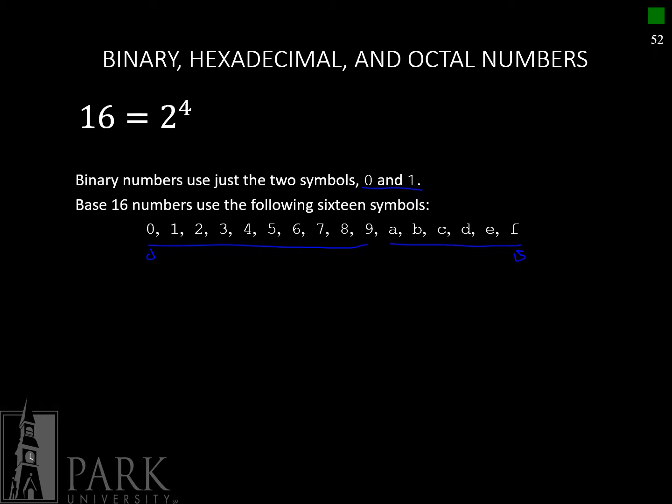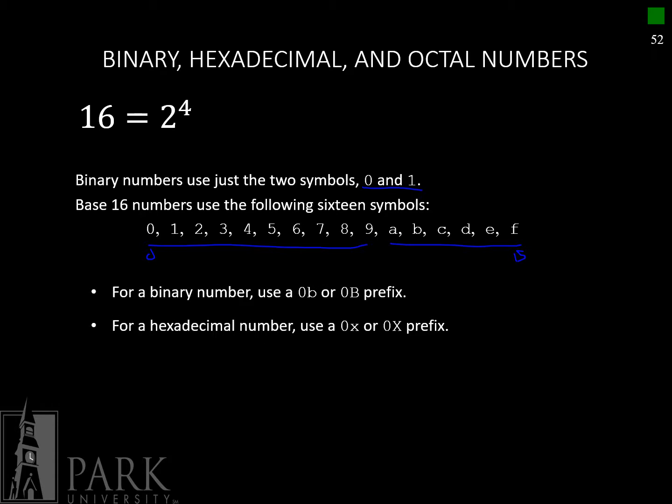Sometimes you'll encounter base 8 numbers, which are called octal numbers, and they use 0 through 7. In Java code, if you want the computer to interpret your presentation of a number as something other than a decimal, you need to prefix it with a special quantifier. So for binary numbers, you preface it with 0b, either lowercase or uppercase B.